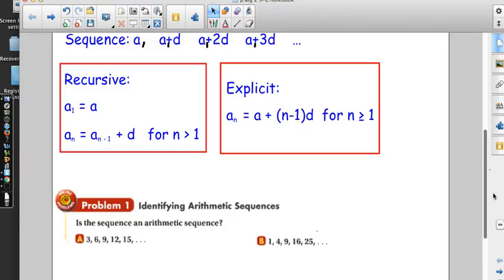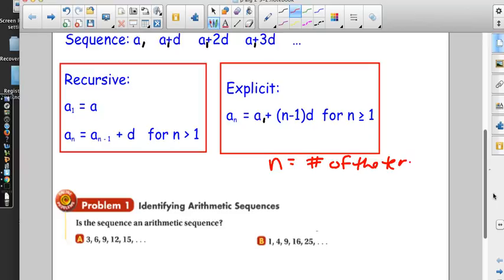So our explicit formula is going to be, and for us this will always be a sub 1, plus n minus 1 times d. I'm looking at this and thinking, well, I guess I have to know what n is, and I guess I have to know what d is to make this formula. Well, n is the number of the term, and d is the common difference.